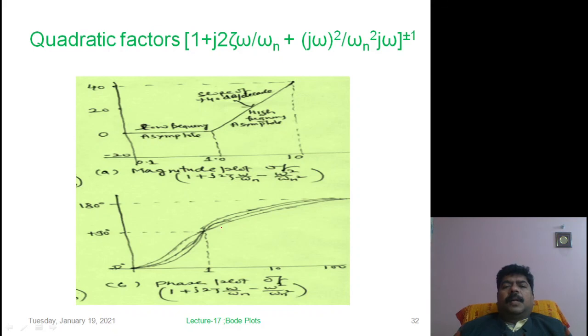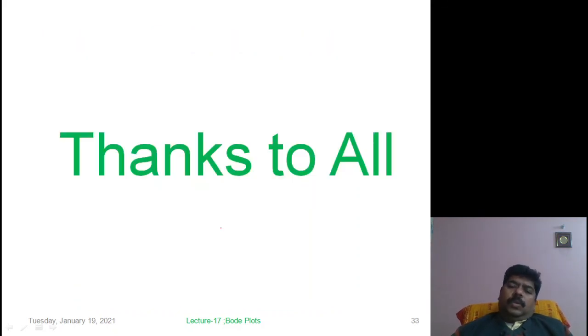So the Bode plot is drawn to know the status of the stability, the available gain margin and phase margin, and after which point the system may become unstable. So thank you very much.